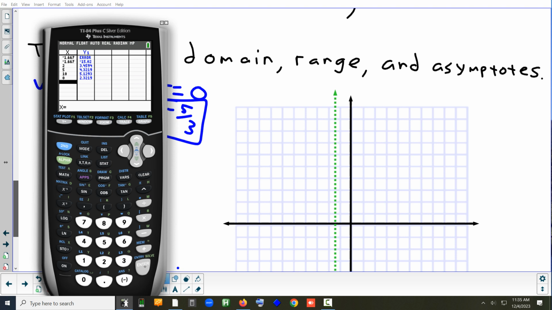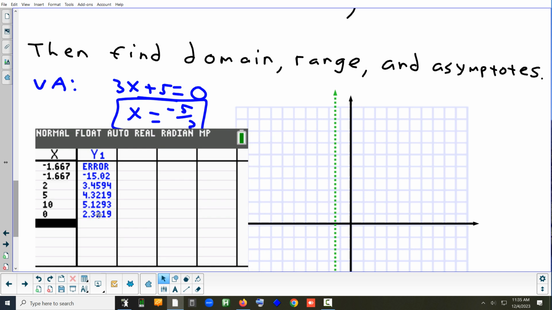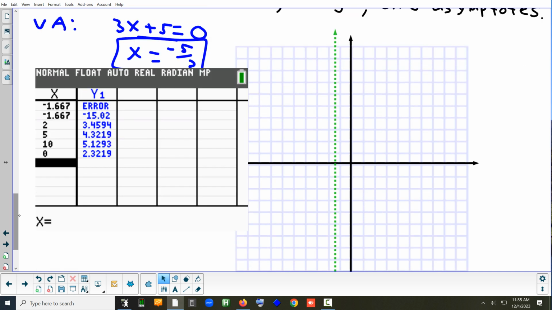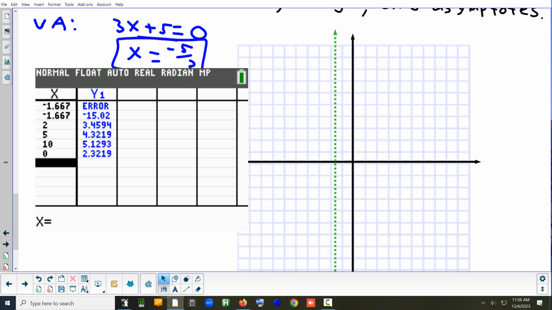Which intercept is that? Is that the x or the y intercept? Y. Yeah, that's going to be the y-intercept. Yep. So let's graph those points. So we got 2, just about 3.5. So we got that one. 5, we're at 4.3. And then 10, just above 5.